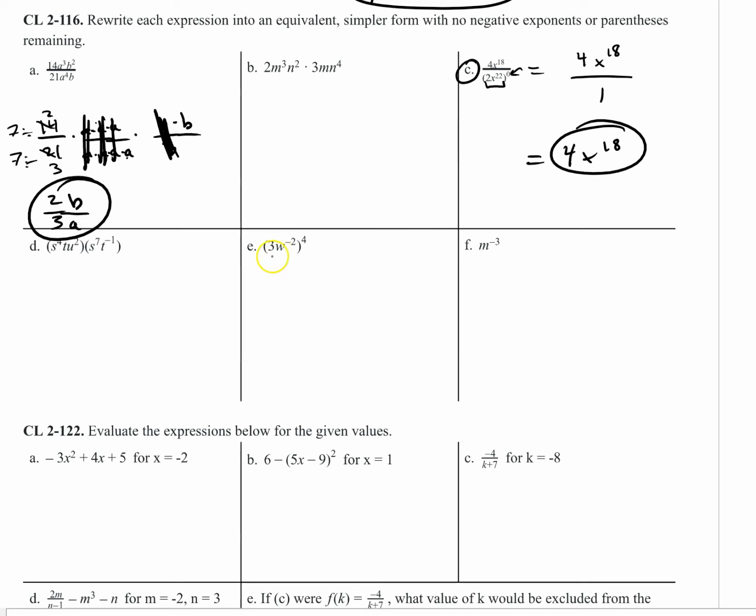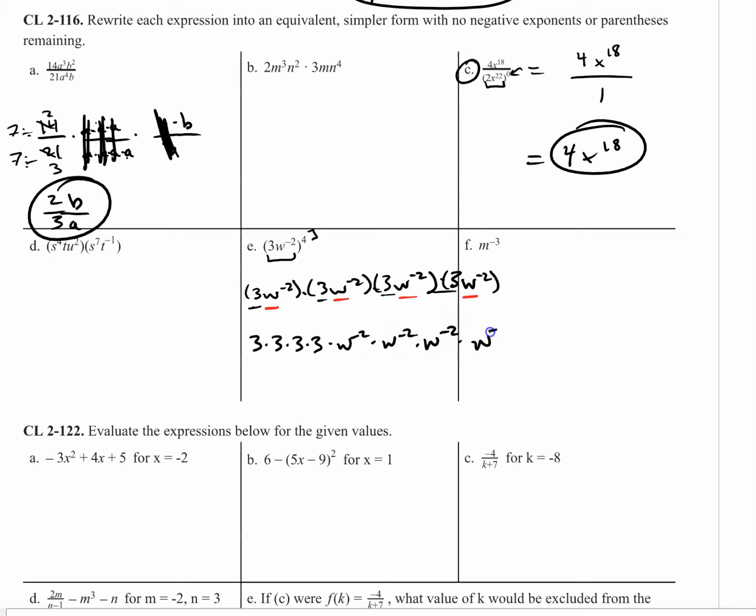Okay, part E, this is our base, and that is the exponent. So we're going to repeat this base 4 times. And exponents repeat multiplication. So these are all multiplying each other. If I group the numbers, it's 3 times 3 times 3 times 3. And then if I group the terms with a w base, that's times w to the -2 times w to the power -2 times w to the power -2, 4 times.